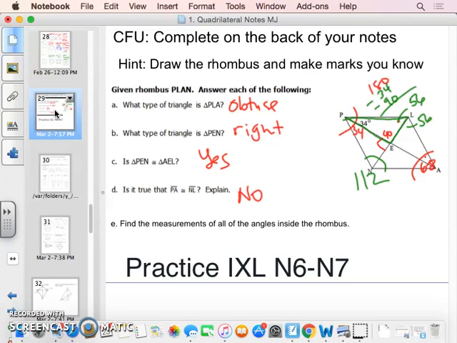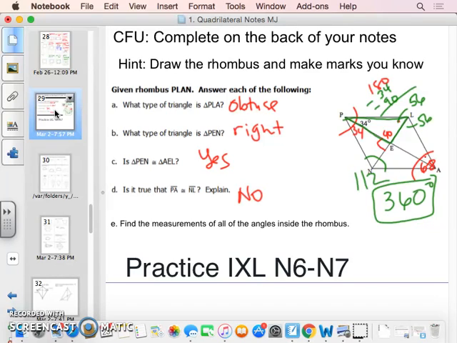Now if I wanted to double check, I could add them all up. So it'd be 112 times 2, which is 224, plus 68 times 2. And I get 360 degrees. And remember, the angles in all quadrilaterals add up to 360 degrees.